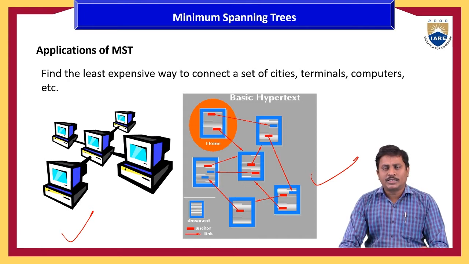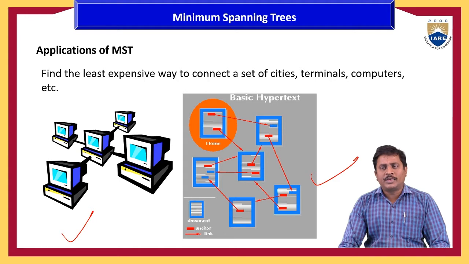So connecting two or more cities using different roadways, among those we choose the minimum cost way or minimum distance path using minimum spanning tree algorithms. Similarly, connecting two or more systems in the lab using a LAN, how to connect them with minimum cost. In that way also we use minimum spanning trees.